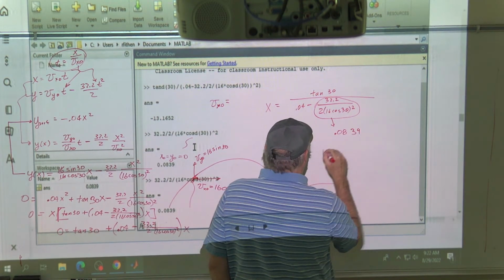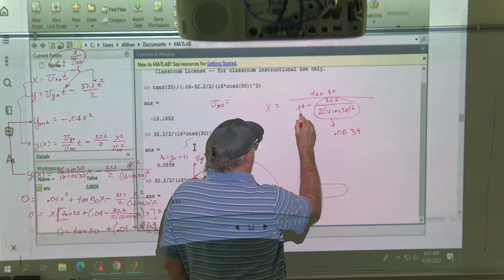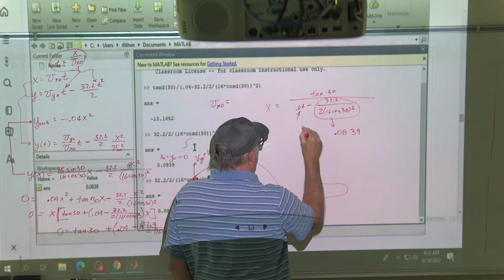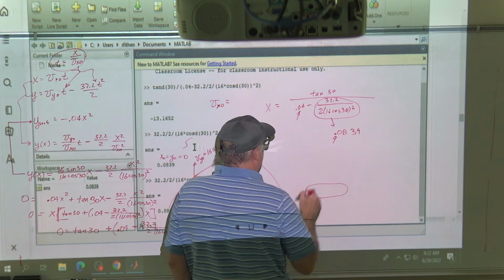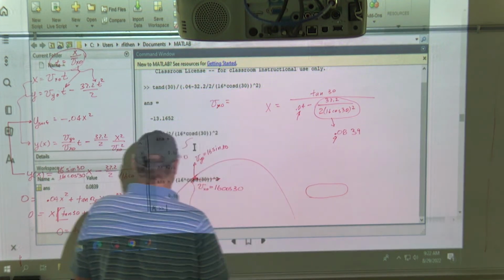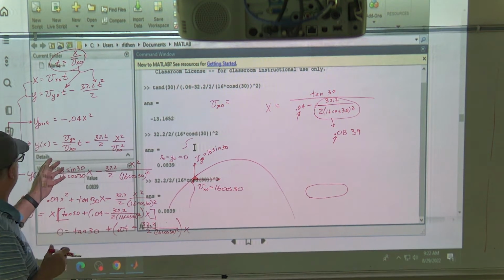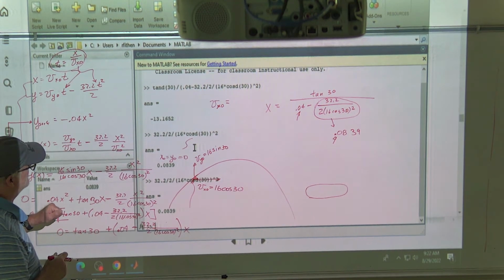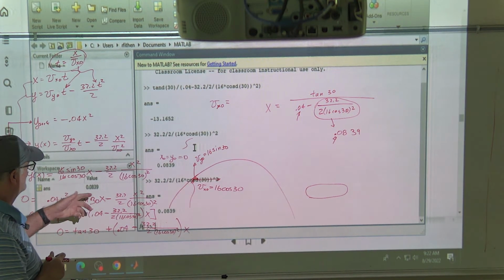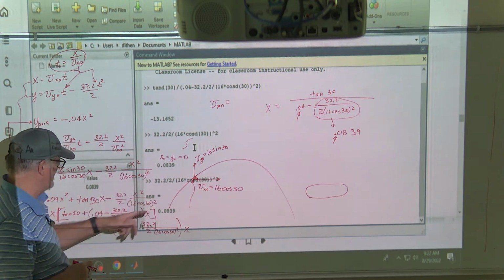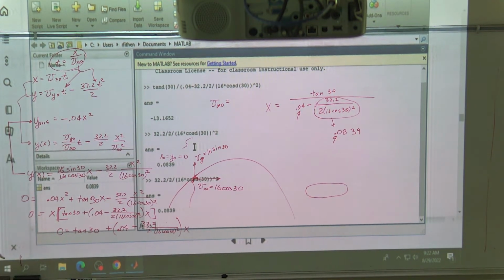Now, the problem is, this number is smaller than that number. And so you get a minus, and that's not possible. So what did I do wrong? Oh, okay, wait a minute. Yeah, okay, so you could see what I was doing there. So what did I do wrong? Let's see if we can figure out what I did wrong. Because I had to have done something wrong.